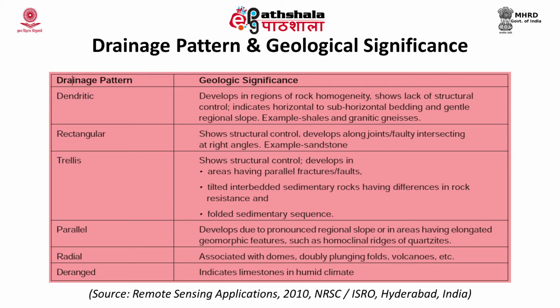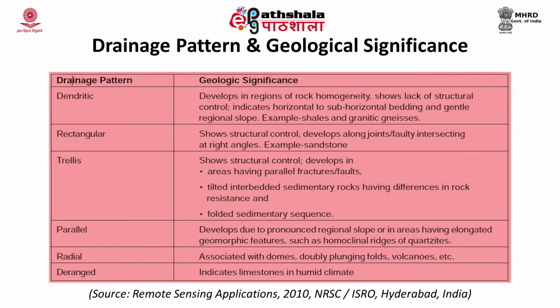If you have a parallel drainage pattern, it will develop due to a pronounced regional slope or in an area having elongated geomorphic features such as homoclinal ridges or quartzitic rock. So, some broad idea we will get from the drainage pattern. If you have a radial drainage pattern, then you are going to get different information. For example, radial drainage pattern will be associated with domes, doubly plunging folds, and volcanic mounts. In those areas you will get this radial drainage pattern.